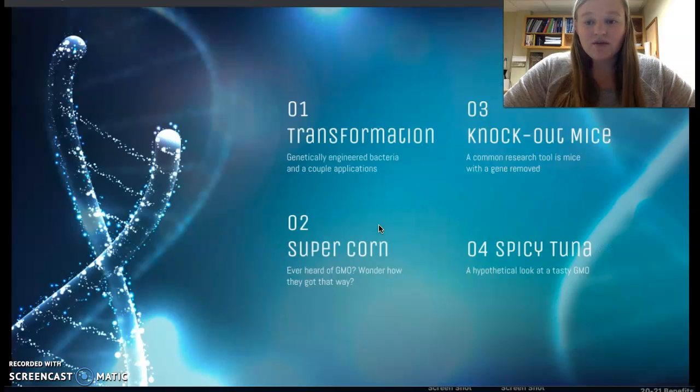The first example that we're going to talk about is transformation, which is a way of adding genes to bacterial genomes. Then I'm going to talk about supercorn, which is a GMO, a genetically modified organism, and one of our crops, and we can make it so that corn, etc., grows with different properties, like, let's say, pesticides. The third thing I'm going to talk about is knockout mice. Knockout mice are a huge tool in cancer research and other biological fields in which we have mice that are missing certain genes. I'll finish it up with a hypothetical look at a permanently spicy tuna.